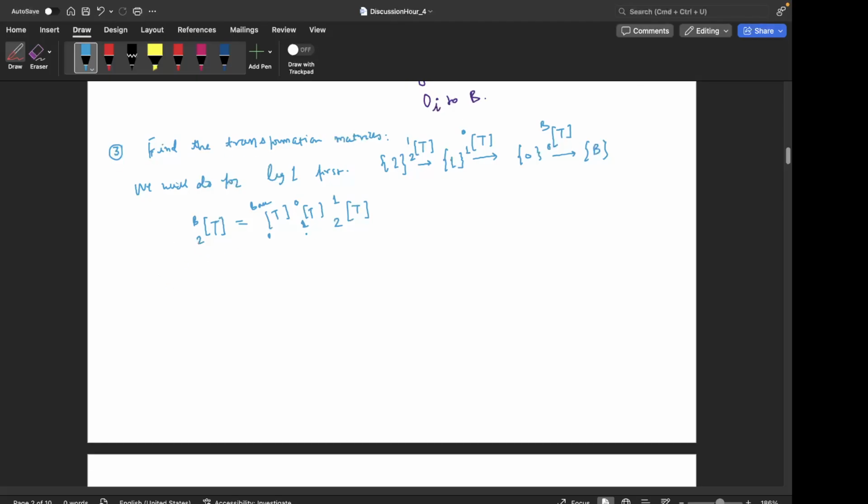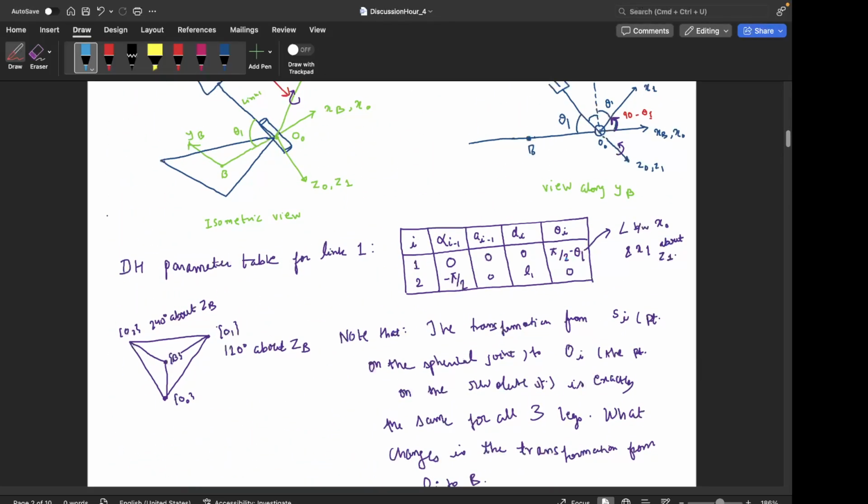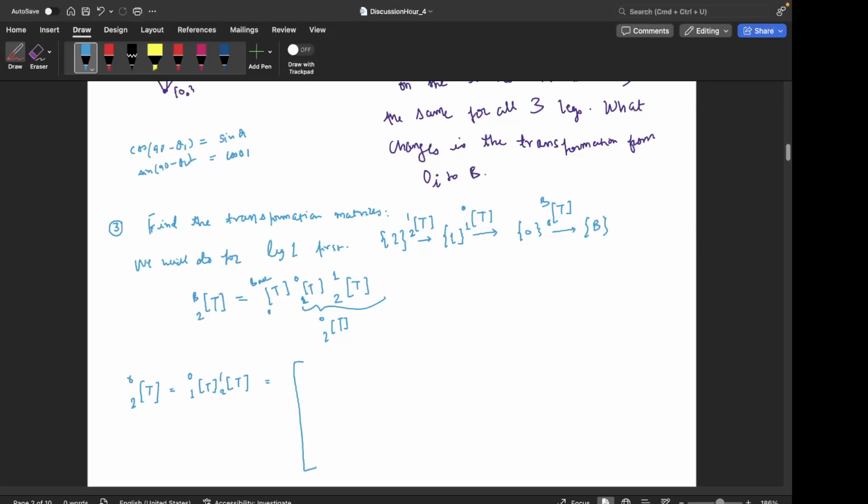So first let's find this part, which is equivalent to T from 2 to 0, right? For 1 to 0 we have rotation about the z axis by an angle of pi by 2 minus theta 1, right? Just as an aside, cos of 90 minus theta 1 would give sine theta 1 and sine of 90 minus theta 1 would give cos theta 1.